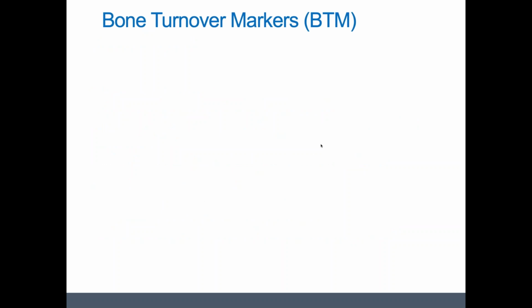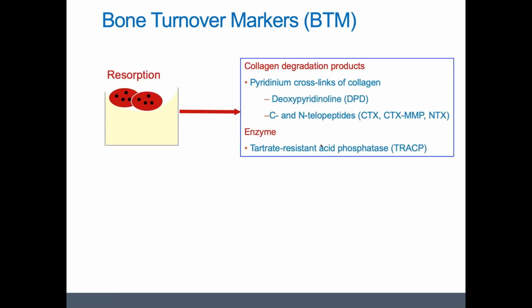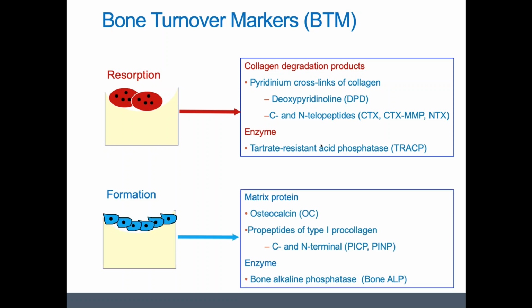So let's just say a little bit about the bone turnover markers that we have to choose from. So some of the markers relate to the work of the osteoclast. These are referred to as the resorption markers. Most of them are degradation products of type 1 collagen, although there is an enzyme that can also be used for this purpose. With bone formation, the osteoblast produces a number of proteins which can be measured in the circulation, including osteocalcin, P1NP, and bone alkaline phosphatase.